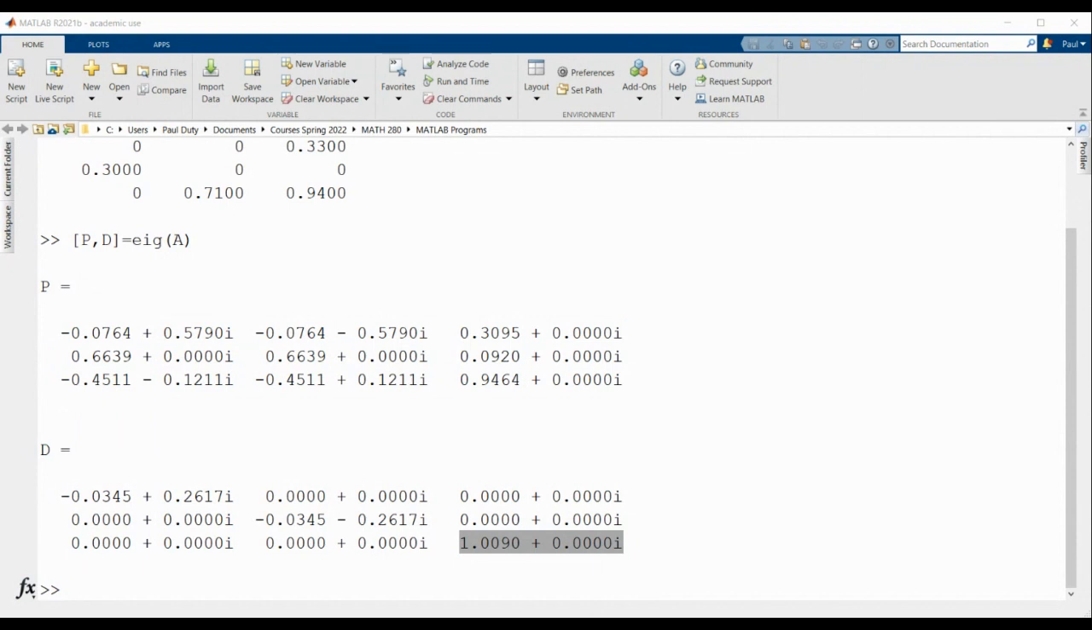Mikhail, the order of the outputs: it is choosing to list the two complex eigenvalues first, followed by the real eigenvalue. But it could be any order. It depends on what the code is going to produce. But it is kind of nice. It's putting the two complex eigenvalues next to each other in the matrix D.